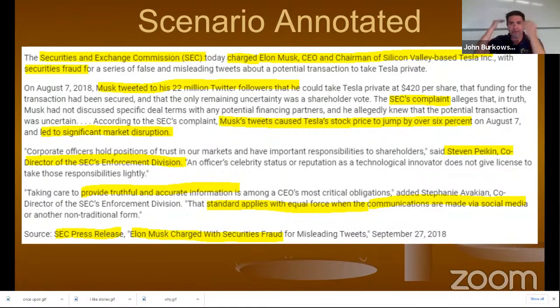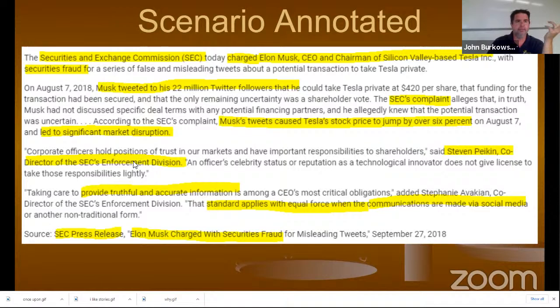Right? So you see these potential elements. Securities and Exchange Commission. Oh, I know that. By the way, you're expected to know what that is. That's actually in the CED, the SEC. Right? Elon Musk, CEO, chairman, corporation. Tweet. All right. You see SEC's complaint. What are they doing? They're talking about what the complaint was.